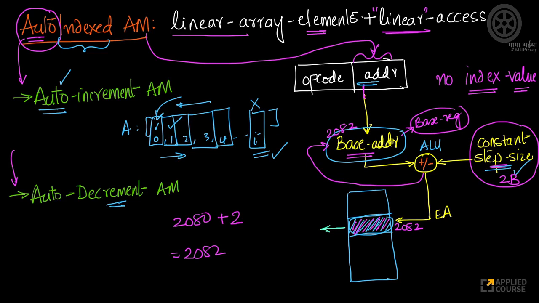The base address gets updated because look at this, if it doesn't get updated, everything falls away, right? So imagine this address is 2080. Everything falls apart otherwise. Let's assume this address is 2080. Okay. Then let's assume my step size is 2 bytes.